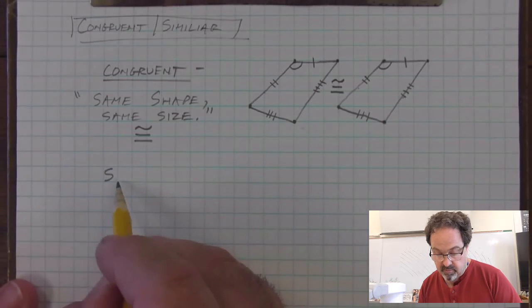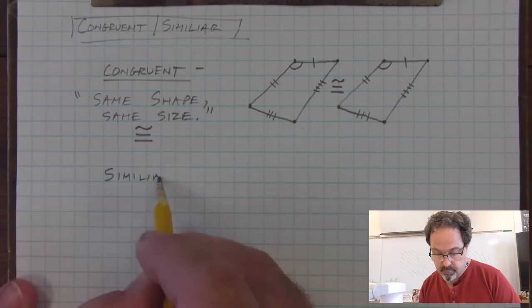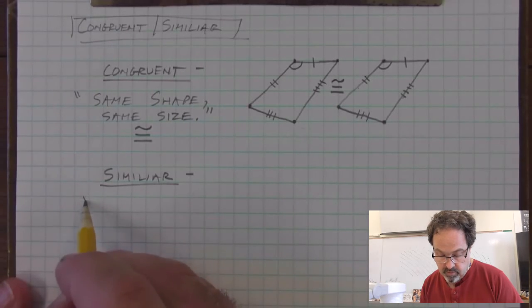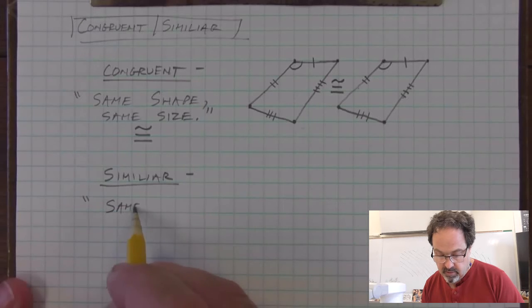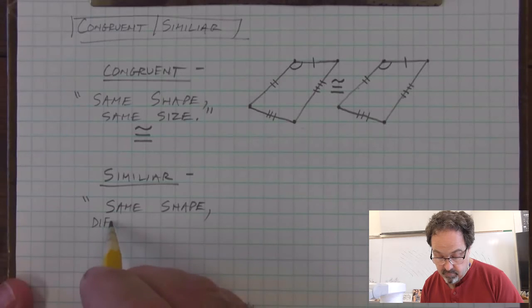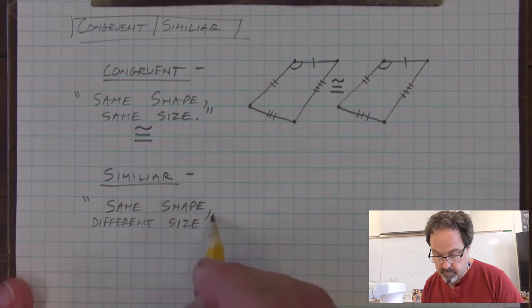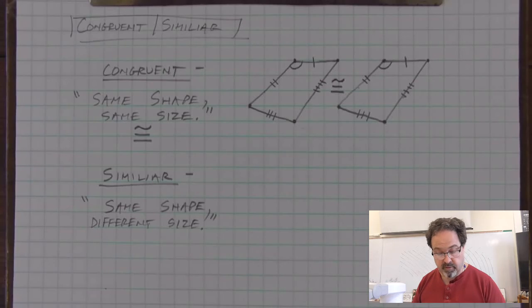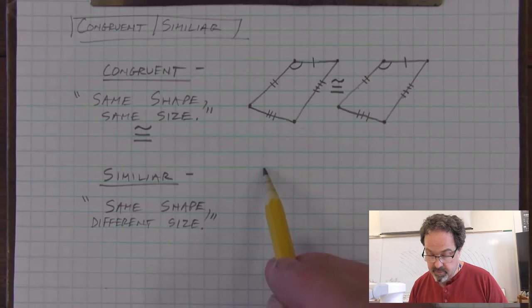Let's talk about what it means to be similar. Informally, so we'll put it in quotes, similar means "same shape, different size." And it's in quotes again because this is informal. The formal definition of similar is a little more sophisticated and useful for understanding a deeper relationship between shapes that are similar. But for now, let's give an example.